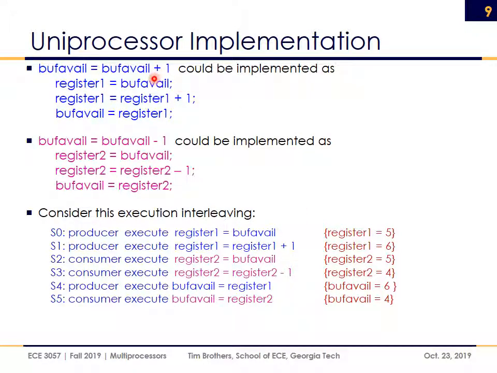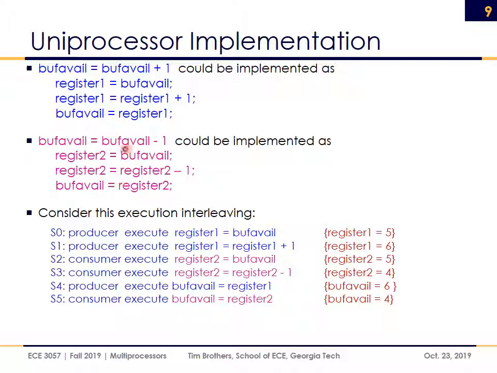So here's one of the big problems that could happen with this. The buffer available is set to buffer available plus 1 in register 1, then register 1 is incremented, and then register 1 is returned back to the buffer available. But now let's say you have this other thread running simultaneously. The buffer available is going to be decremented by 1, but it's going to use register 2: the buffer available is put into register 2, register 2 is decremented by 1, and then that's stored back into the variable.